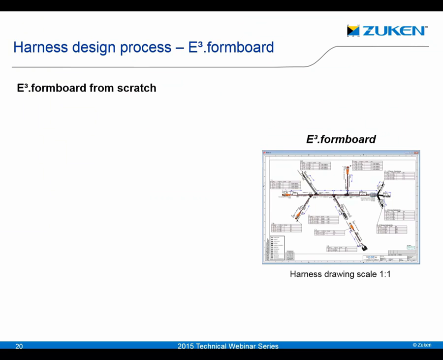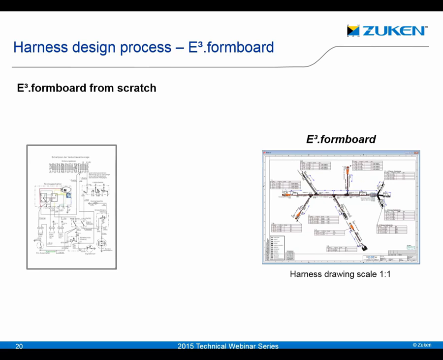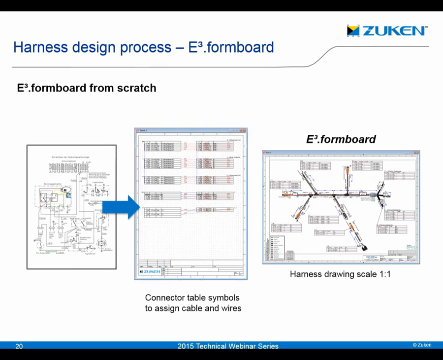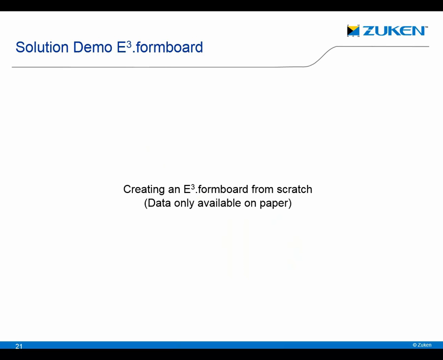Here now you will see how to create a form board from scratch. We have a drawing on a paper or as a PDF file, and with this information we place table symbols for the connectors, assign wires and cables, and then also create a form board with this information. Let's see how this works.